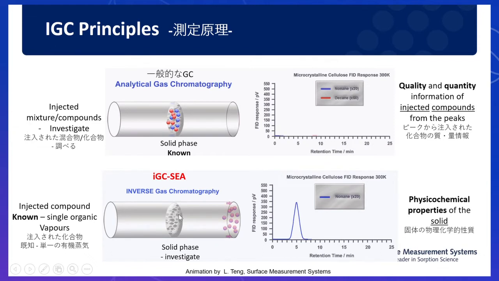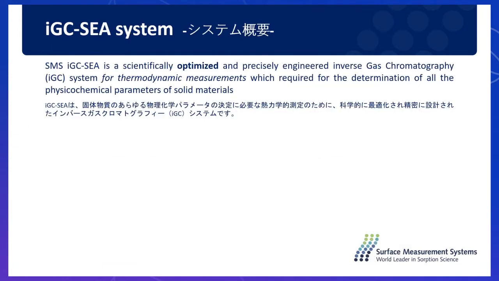But in the case of inverse gas chromatography, which is a reverse technique of the analytical GC, what we investigate is the solid phase, which is in the column. We inject pure organic solvents through this chromatographic column. We measure the retention time of the different organic solvents on that solid sample. From this retention time, which indicates the interaction strength between the solid surface and the injected probe, we can determine different physicochemical properties of the solid which was packed in the column.